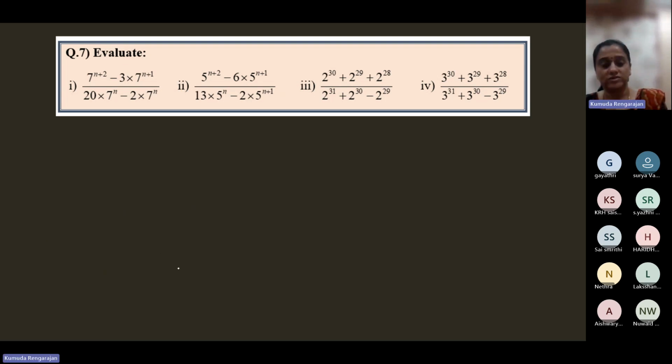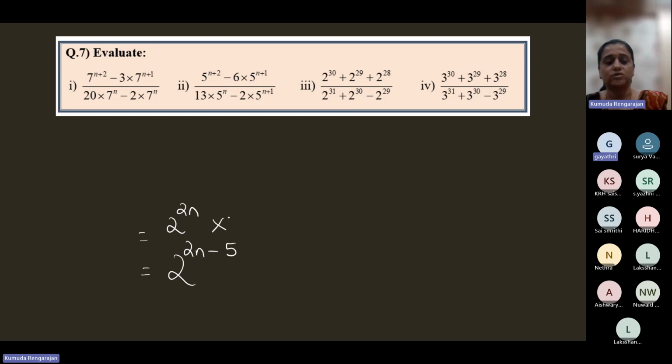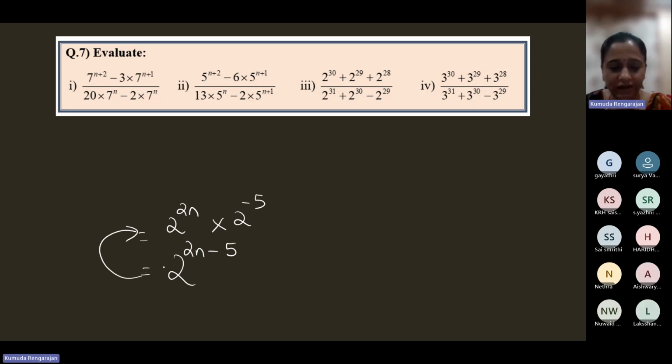What's the earliest step for this? What is the earliest step? 2 to the power 2n into 2 to the power minus 5. Very good. The previous step: 2 to the power 2n into 2 to the power minus 5.